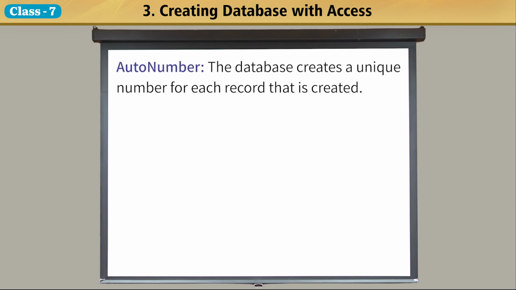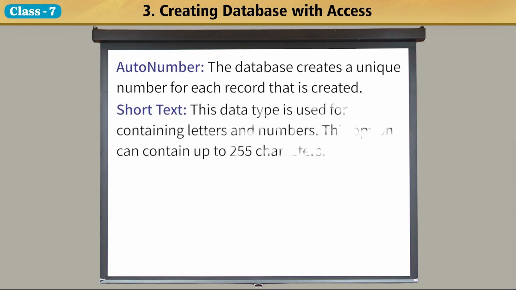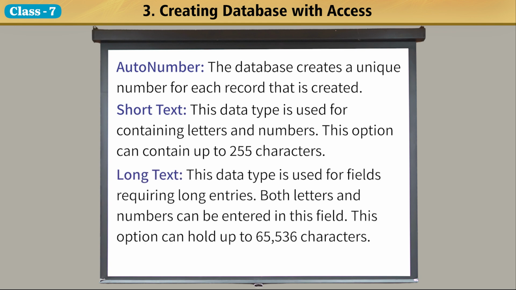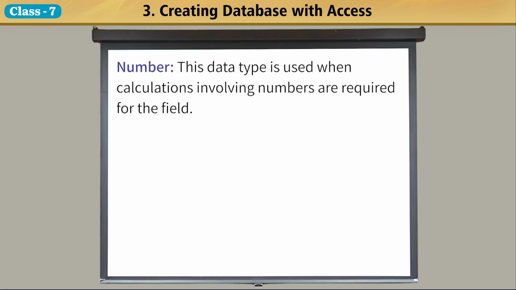Auto number. The database creates a unique number for each record that is created. Short text. This data type is used for containing letters and numbers. This option can contain up to 255 characters. Long text. This data type is used for fields requiring long entries. Both letters and numbers can be entered in this field. This option can hold up to 65,536 characters. Number. This data type is used when calculations involving numbers are required for the field.